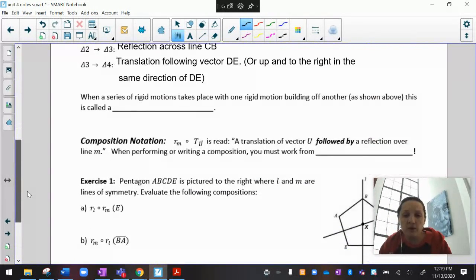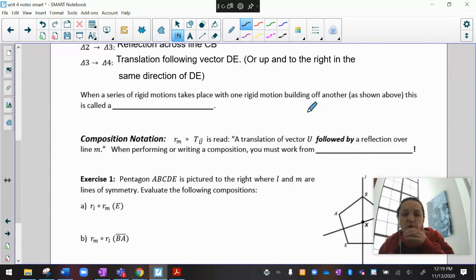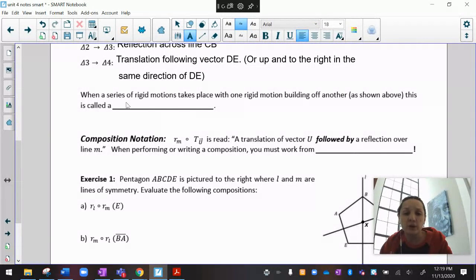All right, coming down here, when a series of rigid motions takes place with one rigid motion building off another, this is called a composition. So right here, you're going to write composition. All right. Now, there are different kinds of notations here. Composition notation is arguably stupid because you have to read from right to left, but you just do, all right?